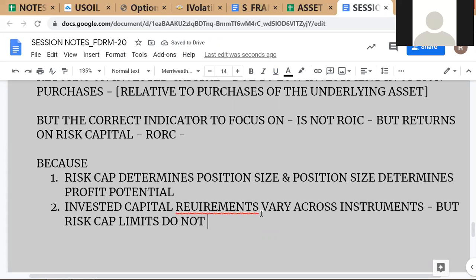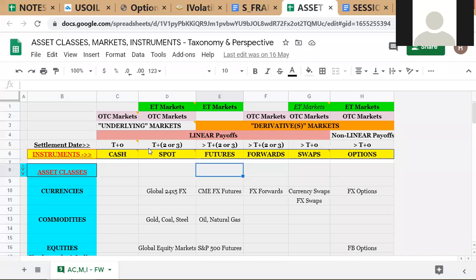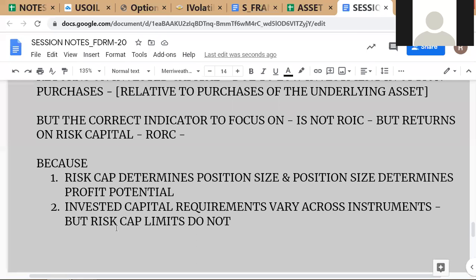Okay, so I think you'll get a flavor of what I'm saying here. If you have a measure which does not vary across instruments, risk capital, I give you freedom to trade whatever you want, but just make sure you don't lose more than $10 million in a quarter. If you trade this, you'll have lower invested capital requirements than if you trade this. It's the nature of the market. So this is the true measure, not invested capital. This is the one that is not changing across the instruments.